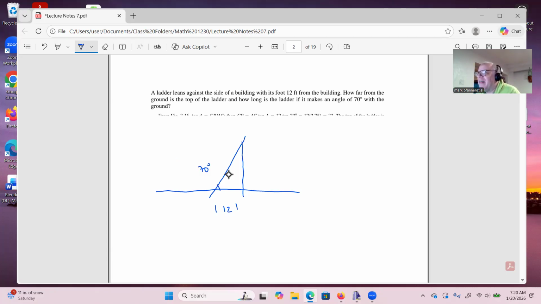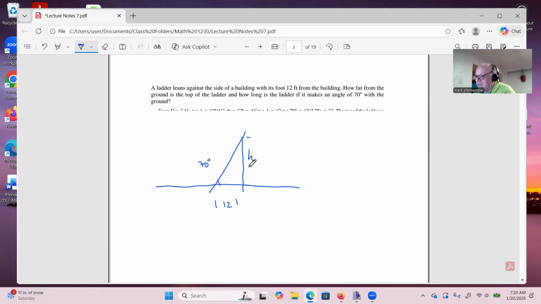So let's see. We're 12 feet away from the building. We have a 70-degree angle here. And then we want to know, what is this length right here? Most of these problems, unfortunately, are tangents. So again, we want this height right here. We need something that relates the height, the opposite, the adjacent, and the angle. Again, it's tangent. A lot of these are tangents.